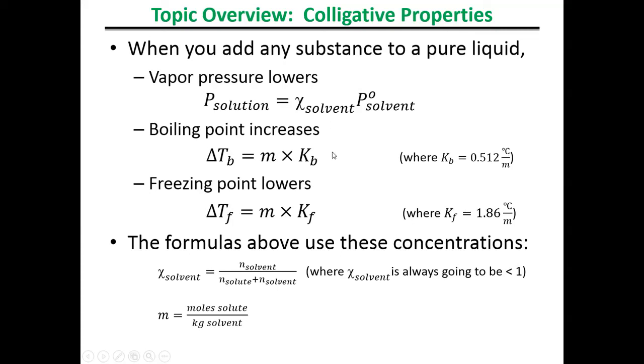When we have a pure substance that we add some other things to, like a solute, the boiling point, that's the next thing we'll consider, is going to increase. That delta, remember, means change. That means the boiling point is going to change, and it's always going to change in the same direction. It's going to get higher.